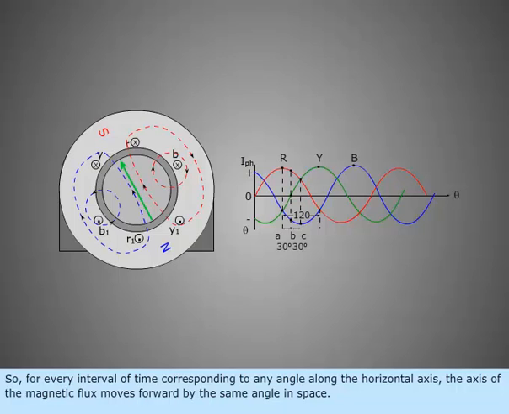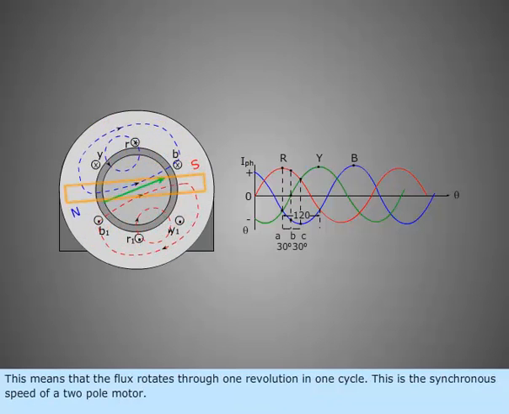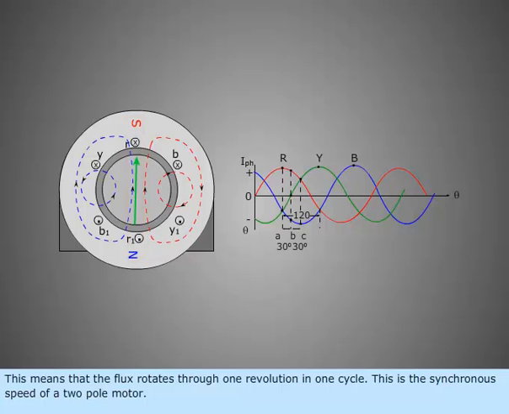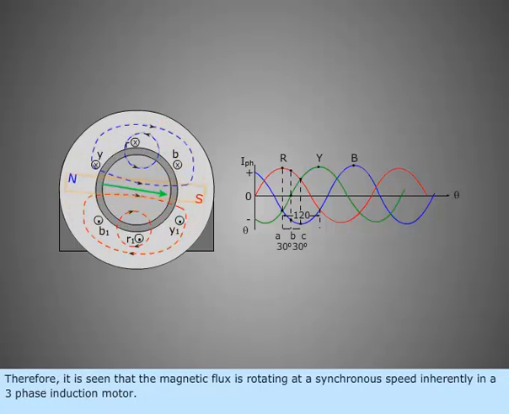So, for every interval of time corresponding to any angle along the horizontal axis, the axis of the magnetic flux moves forward by the same angle in space. This means that the flux rotates through one revolution in one cycle. This is the synchronous speed of a two-pole motor. Therefore, it is seen that the magnetic flux is rotating at a synchronous speed inherently in a three-phase induction motor.